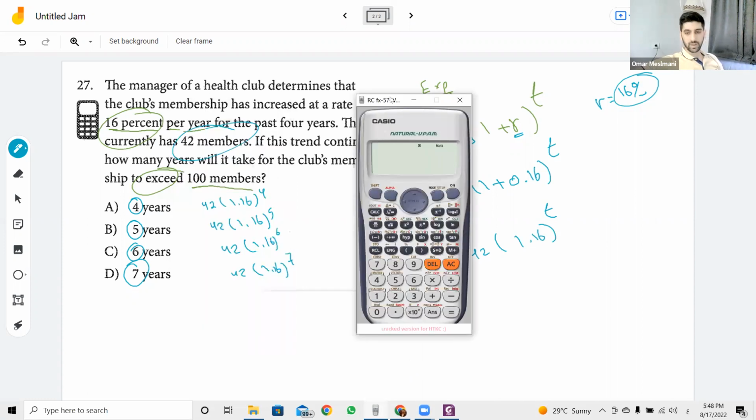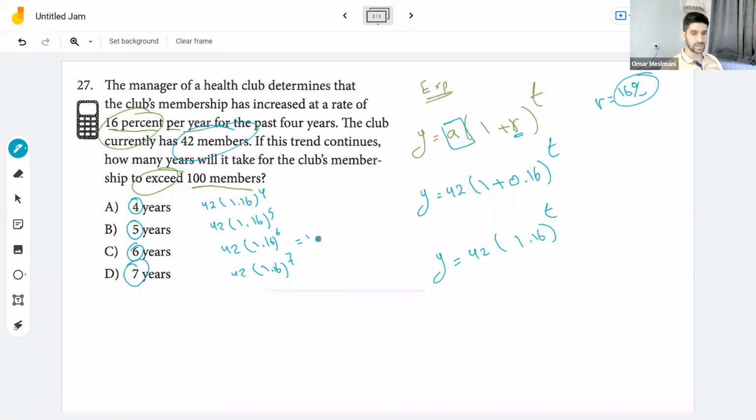Let's see. 42 multiplied by 1.16 to the power of 4 equals, is it more than 100? No, 76. I will delete the 4 and do it with 5. Is it more than 100? No, it's 88. I will use 6. Is it more than 100? Yes, it's 102. So basically they have to wait 6 years until they exceed the 100 members. And the answer is C.